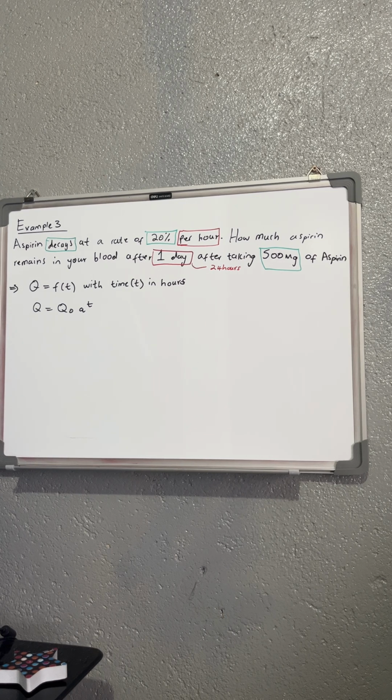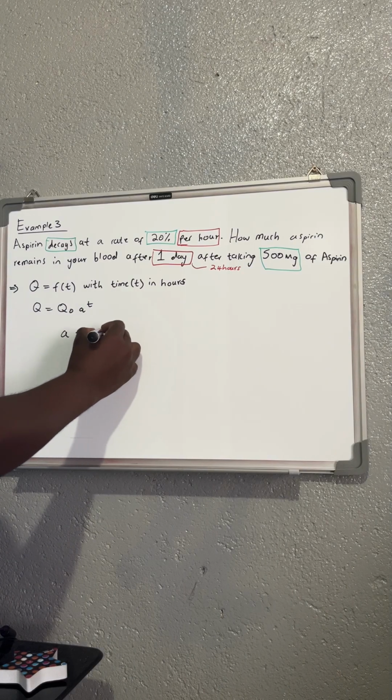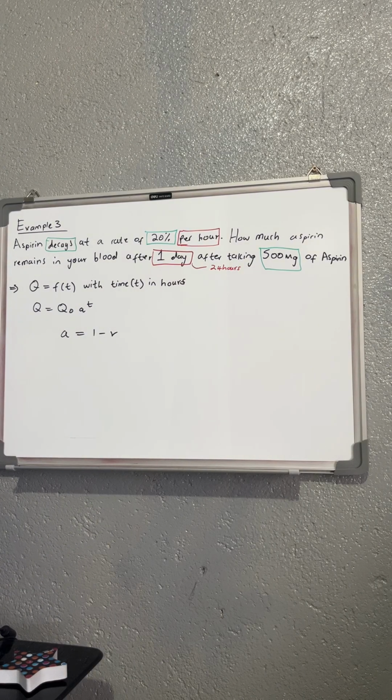Since we are working with an exponential decay, we are going to be using that case 2. In our case 2, we said we have a is equal to 1 minus r. You see, we have that 1 minus r.